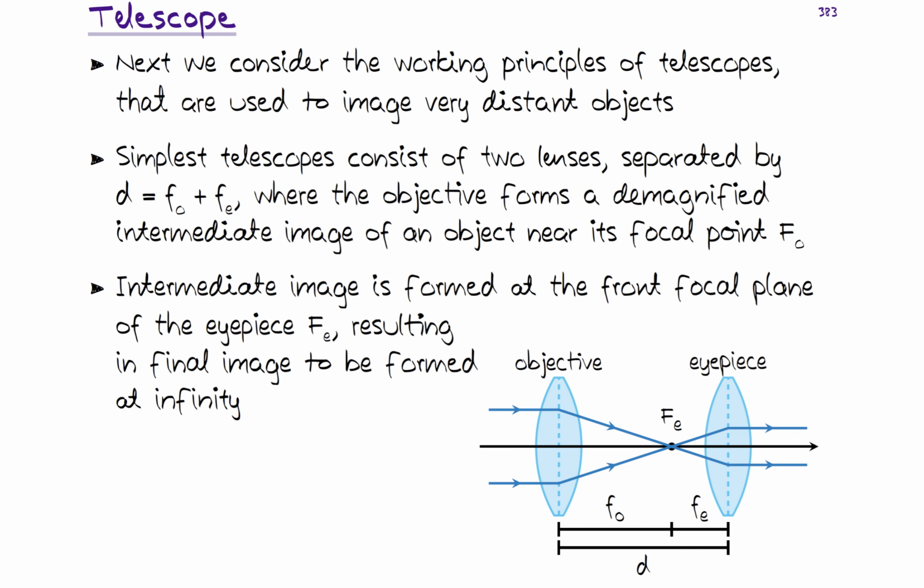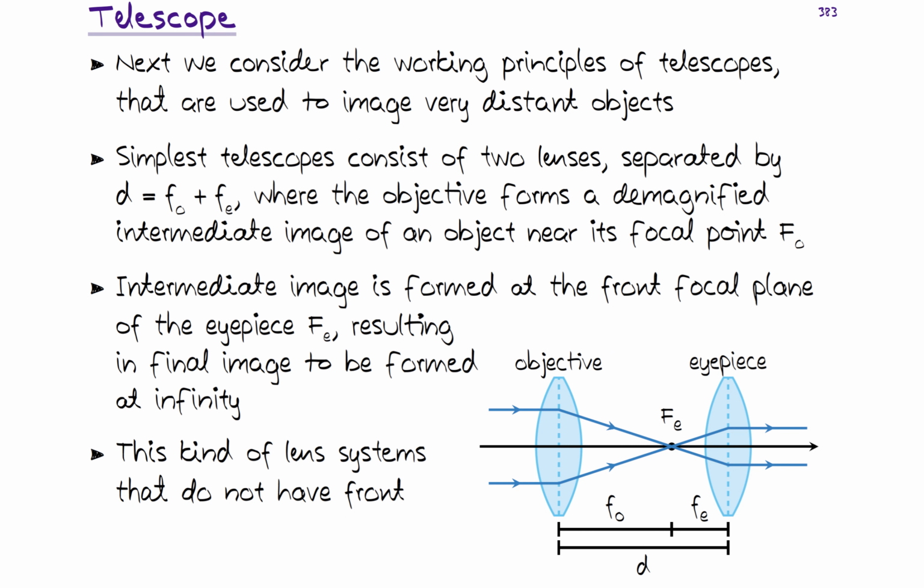And now what I have at the end of the day is a final image formed at infinity, so after the eyepiece I do not actually have an image formed, but rather it will be formed at infinity. And this kind of lens system doesn't have a front focal plane, it doesn't have a back focal plane. Please remember the definition of front and back focal planes. So this kind of lens system is known as an afocal system.